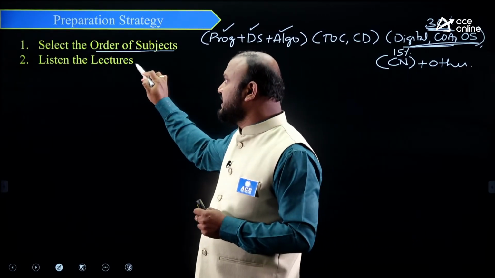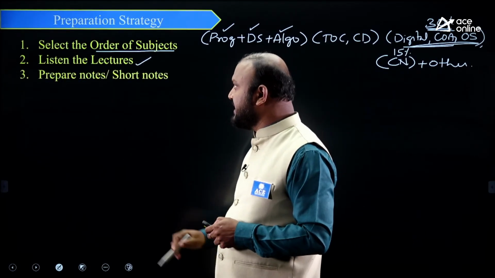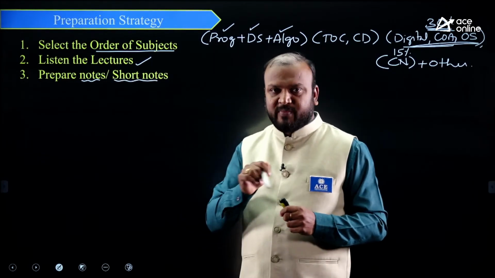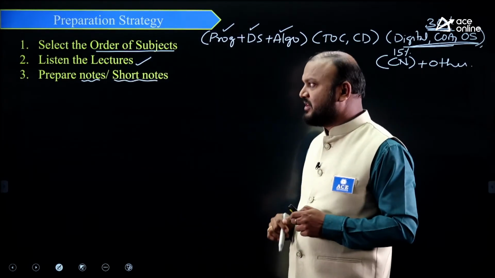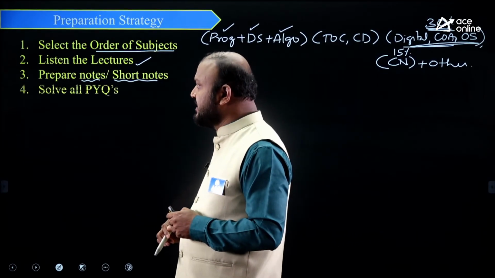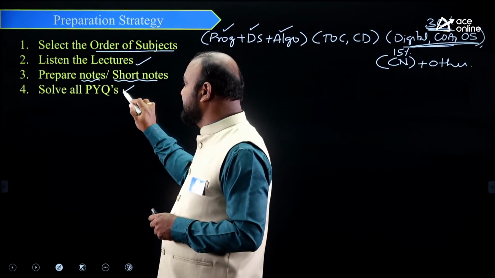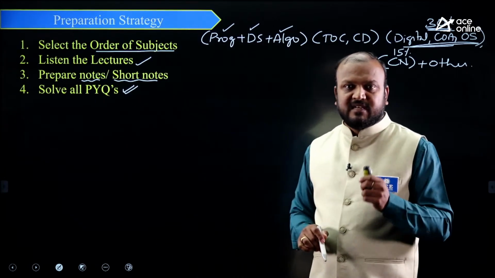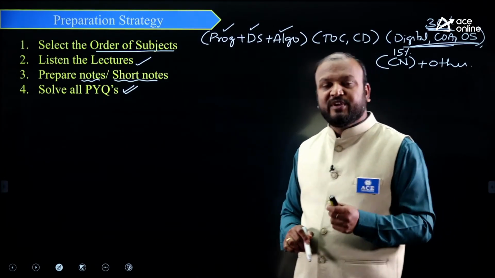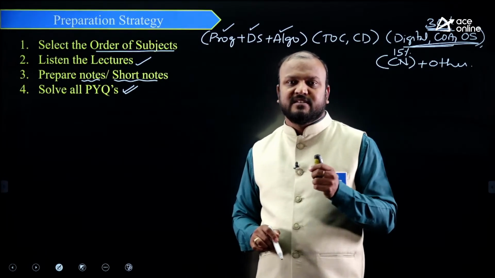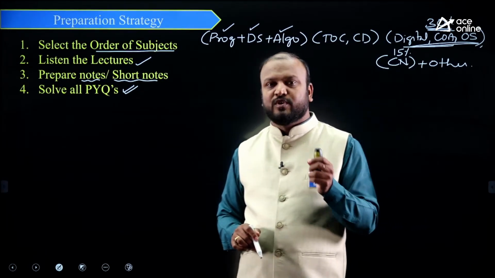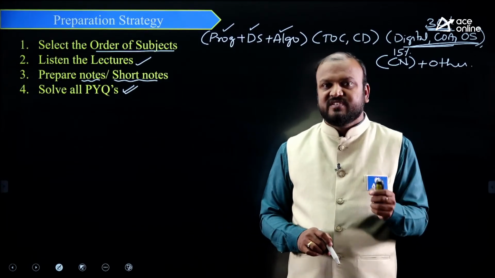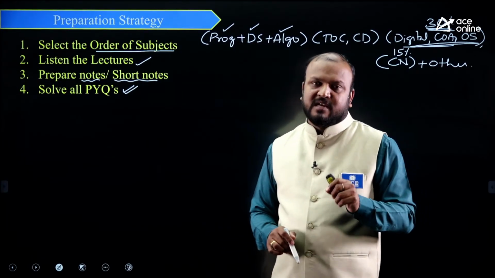So listen to all the lectures and prepare notes or short notes. Try to pick up some points and prepare short notes. That is always important. Then solve all PYQs and take the previous ISRO solutions. That book is available with ACE Academy, because if you want to purchase, you can go to acepublications.com, or else you can purchase it on Amazon or Flipkart.